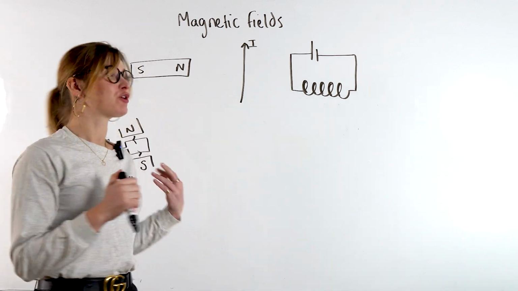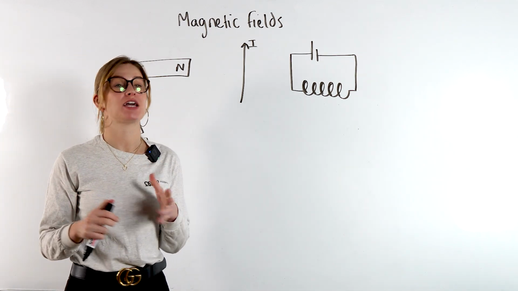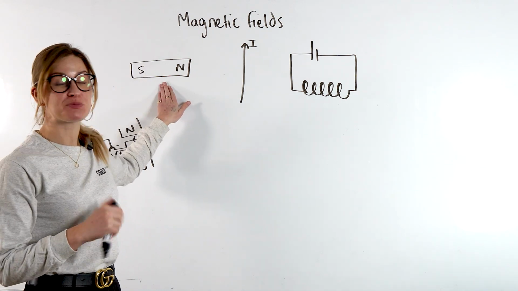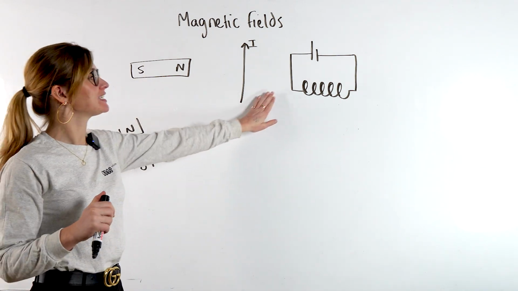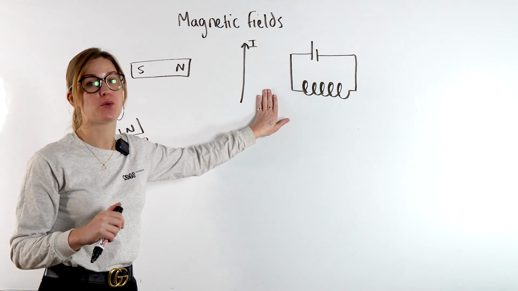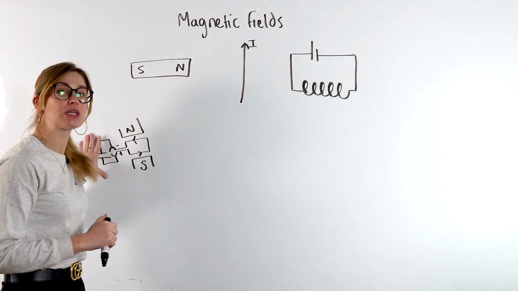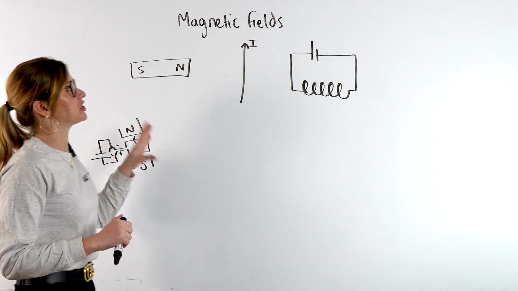So in this video we're going to go over magnetic fields, an introduction to the topic. We're going to look at permanent magnets with fixed magnetic fields, how we create magnetic fields when we have current flowing through a wire, and then a reminder of what the motor effect is. And also we're going to look at an experiment.